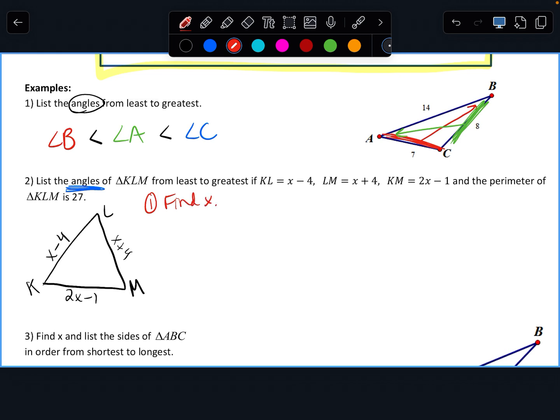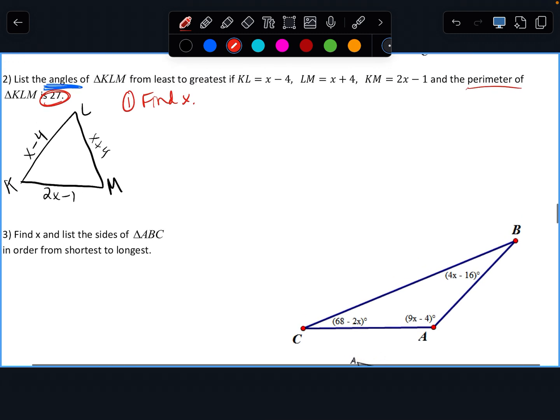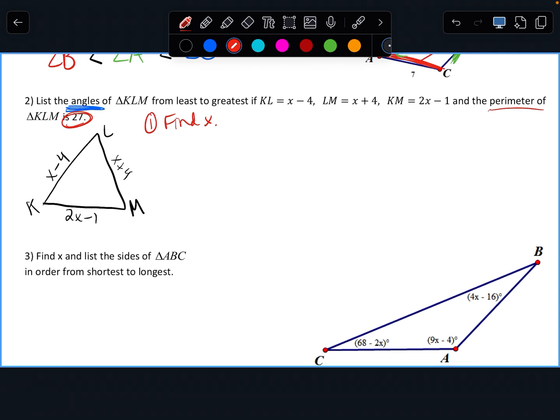Okay? So you're like, oh, yeah, no big deal. Well, you've got a bunch of sides, and you have a perimeter. So what you're going to do is have this huge algebra problem where you add them all up and set it equal to 27. The next one you're going to do, you have a bunch of angles. You don't have a perimeter, but you know how many degrees is in a triangle. So the first step is pretty similar whether you're doing sides or angles. You're just going to go x minus 4 plus x plus 4 plus 2x minus 1 equals 27, because that's the perimeter of the shape. And then you're going to algebra it down to get your x.